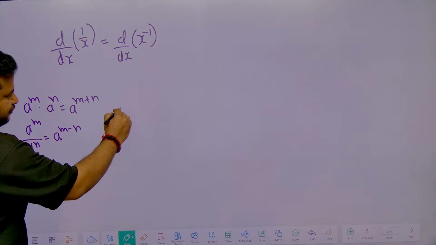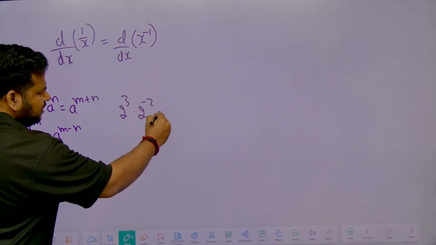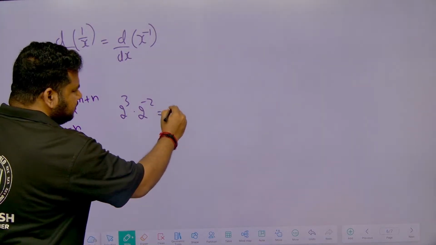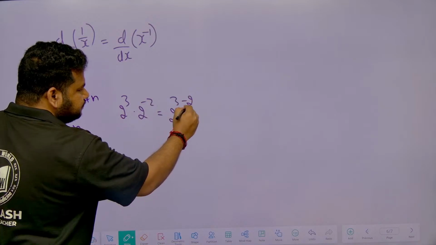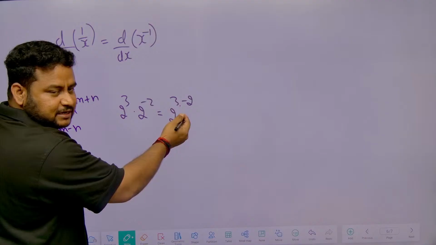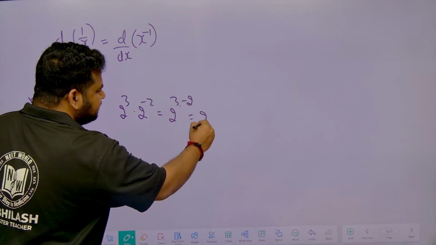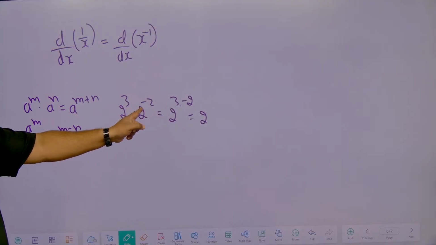For example, if you are having 2 cube into 2 power minus 2, what will it become? 2 power 3, plus of minus 2. 3 plus of minus 2 is what? Plus into minus is minus. 3 minus 2, it will become 2 power 1, that is 2 only. So you are not adding, because here it is having a minus sign.